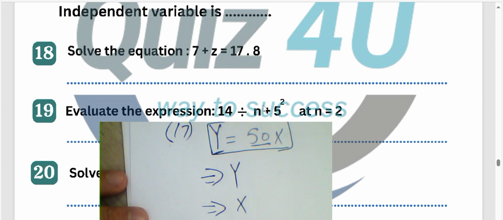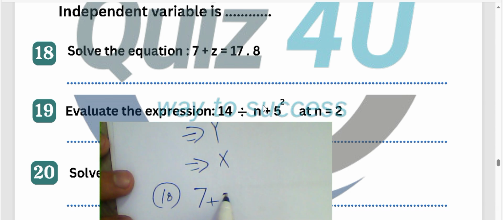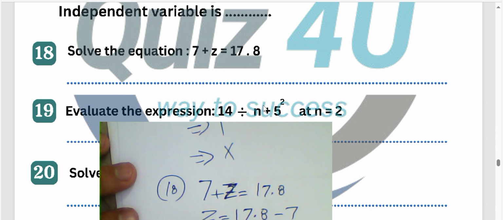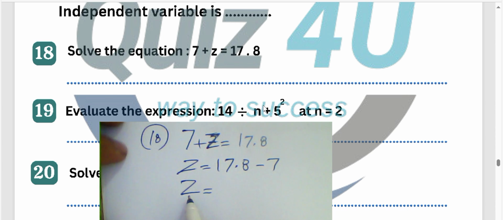Question 18. Solve the equation 7 plus Z equals 17.8. We can find the value of Z equals 17.8 subtract 7. Then the difference between them will be 10.8.